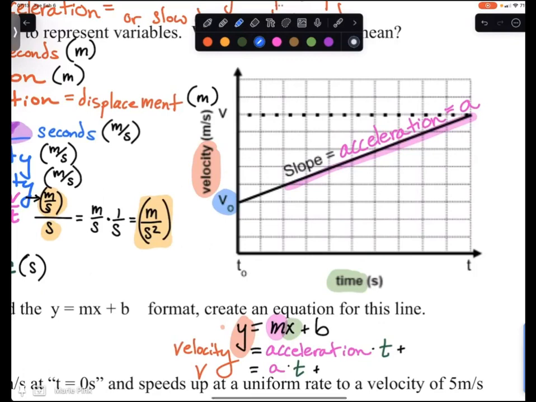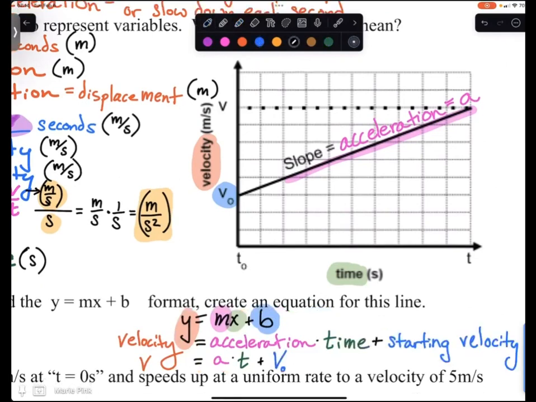And so that's going to be starting velocity. And so that'll be our equation. So we have velocity is equal to acceleration times time plus our starting velocity.